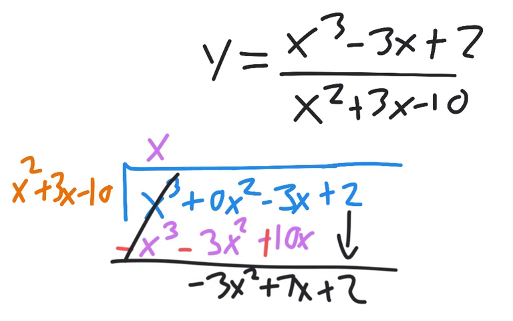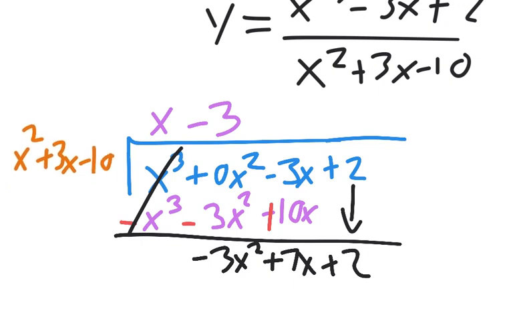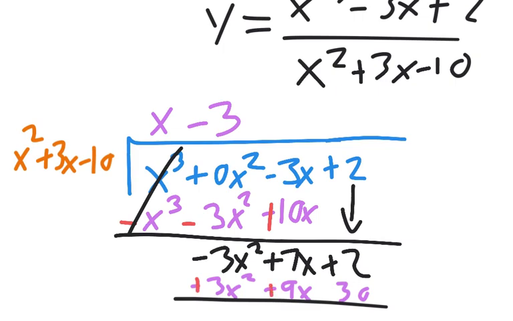Now we keep going. I've got an x squared, and I want it to be negative 3x squared. X squared times what is negative 3x squared? Negative 3. So now I need to distribute that negative 3 to everything. Negative 3 times x squared is negative 3x squared. Negative 3 times 3x is negative 9x. Negative 3 times negative 10 is positive 30. And then we change every sign.